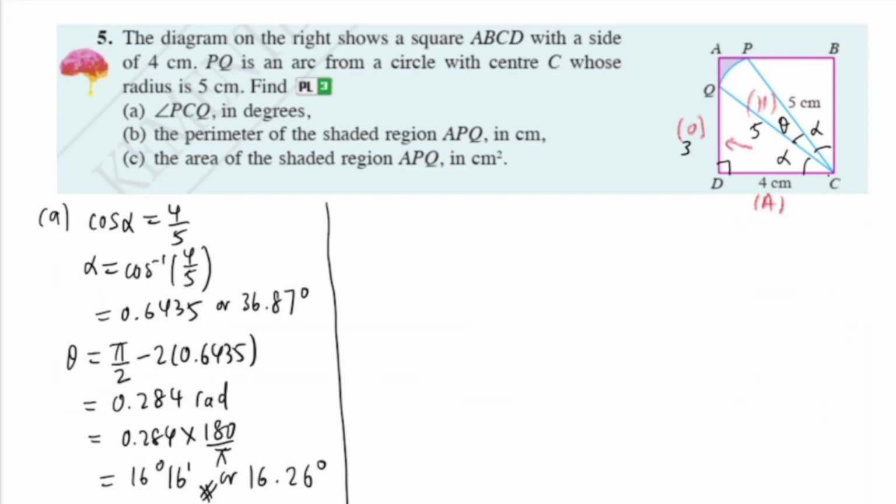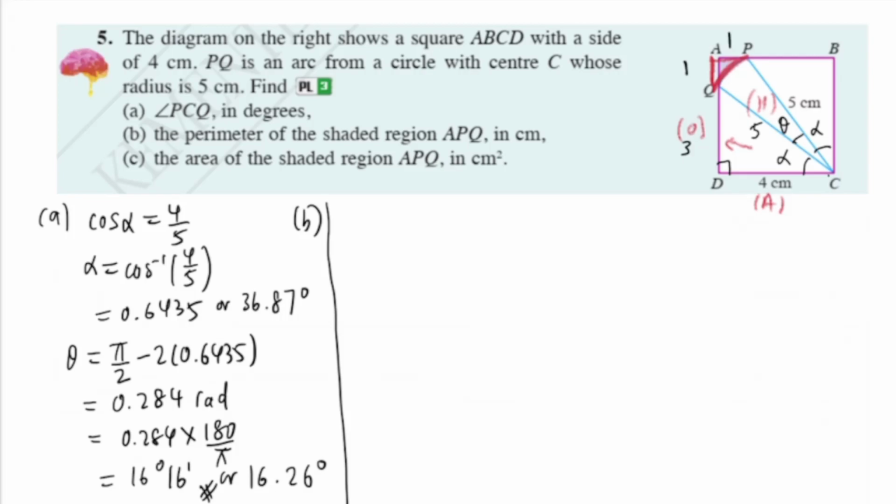All right, next one. How do you find perimeter of the shaded region? Perimeter of shaded region actually consists of this arc. Let me highlight for you this arc PQ here, and the length of these two sides. The length of arc is fairly simple. We can just use S equals r theta.